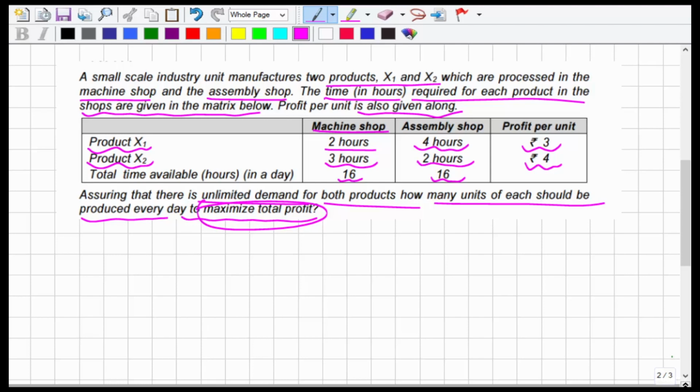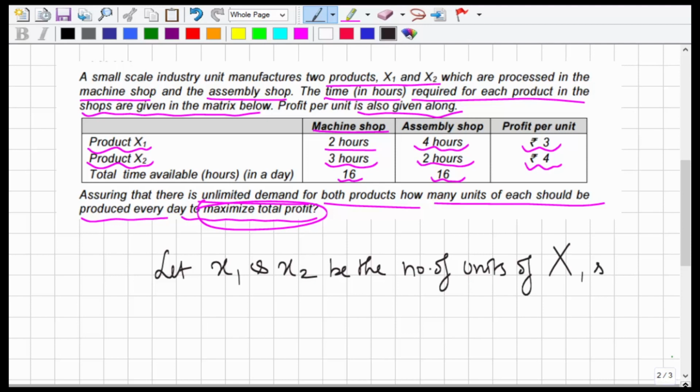It means we should start by defining the number of units of the products. So here we basically have two products, X1 and X2. Let small x1 and x2 be the number of units of product X1 and X2. I am differentiating these two x's: the small x denotes the number and the capital X denotes the product.